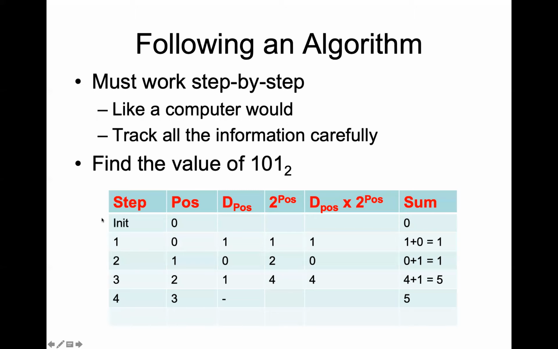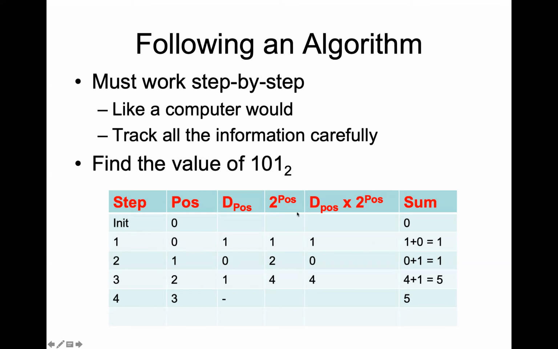Initially pos is going to be 0 and sum is going to be 0. That's the setup for the algorithm that we saw on the previous slide. Now in the first iteration of the while loop, pos is going to be 0 because we haven't incremented it. The digit stored at pos in the binary number is 1, because position 0 of the binary number contains 1. 2 to the value of pos is just 1. So 2 to the 0 is 1. Any number, in fact, to the 0th power is 1.